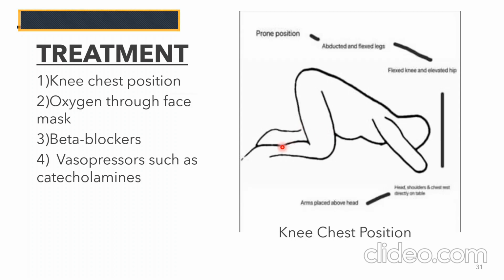Oxygen is provided through a face mask to reduce the cyanosis and increase the amount of oxygen in the blood. Beta blockers such as propranolol, and vasopressors such as the catecholamines like epinephrine and norepinephrine that constrict the blood vessels, and resistance increases, so therefore blood pressure increases and more blood reaches the peripheral tissues.